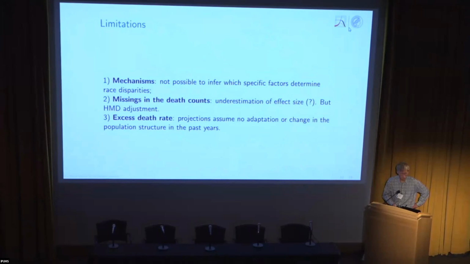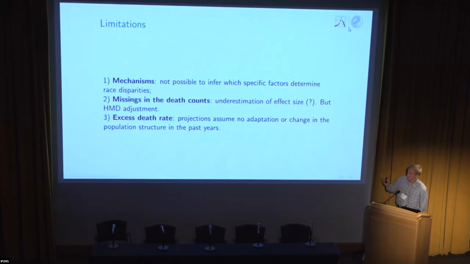Some of the limitations of this study are that we cannot infer which specific factors determine racial disparities. So we don't know if this is mostly related to disparities in exposure due to living in heat islands or not, or if it's determined by existing health conditions, as we don't have information on that. And we have some missing values in the death counts in this dataset, but we try to adjust this to a certain extent using the H&D dataset, and we only focus on this time period because from 1993 to 2005 we have the most complete death counts.